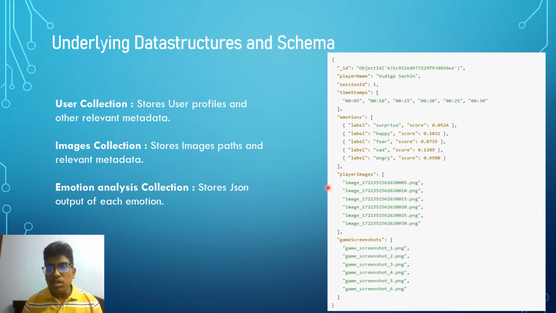This helps us developers and therapists to get more relevant analysis, a more theoretical approach, and game developers can get the feedback for the game. And in the emotion analysis collection, the quotients for each emotion are stored, like surprise emotion as 0.0525, etc.